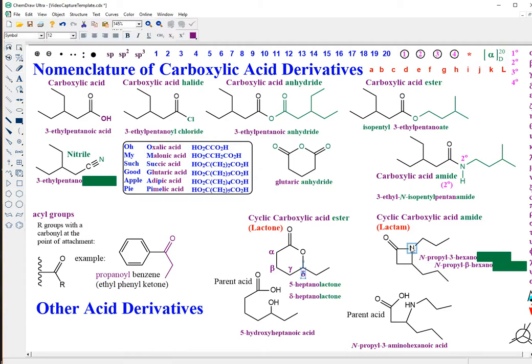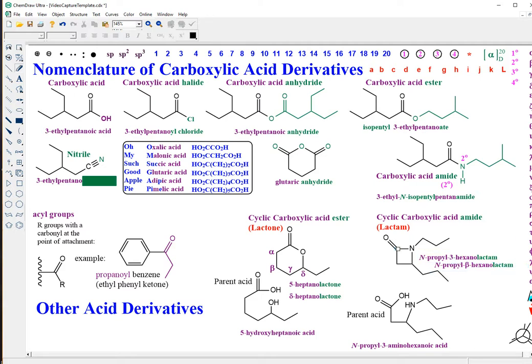When we're naming a lactam, a cyclic amide, we have to look at the parent again. The parent is an N-propyl 3-amino. Carbon 3 is this carbon here: 1, 2, 3. There's a 3-amino group on carbon 3 that also has a propyl on it. There's a use of our N again. And it's a hexanoic acid this time. We keep the hexano and we lose the ic acid and make it lactam for both examples.